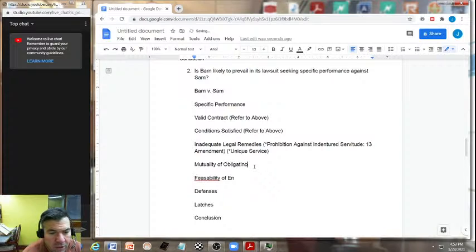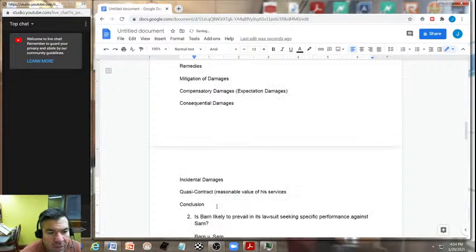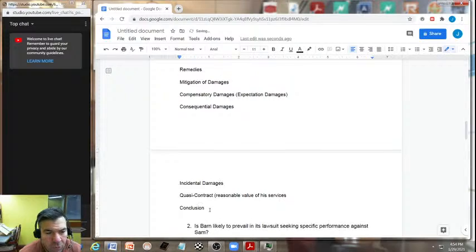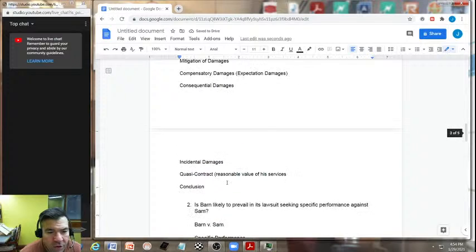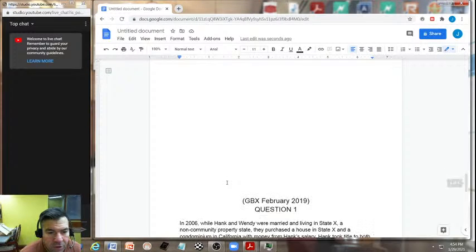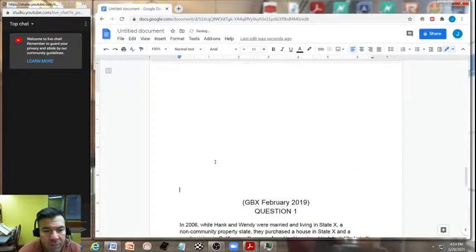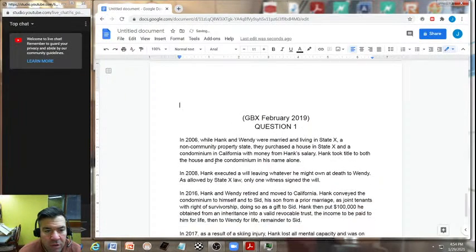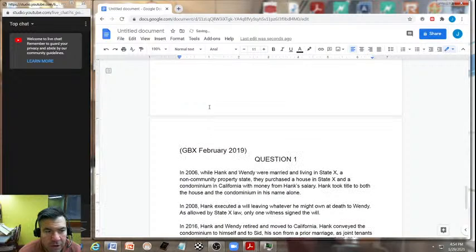Mutuality of obligation and feasibility of enforcement. All right, so that pretty much takes care of the one underneath question number 3. Let's go to question number 1 right down here. We'll bring this up to the top of the page, right there.